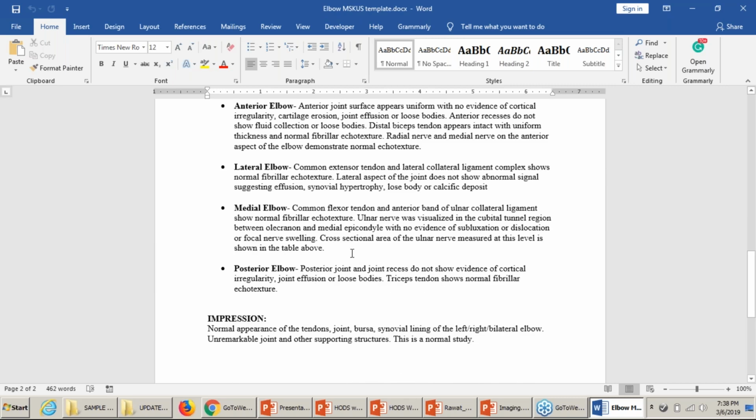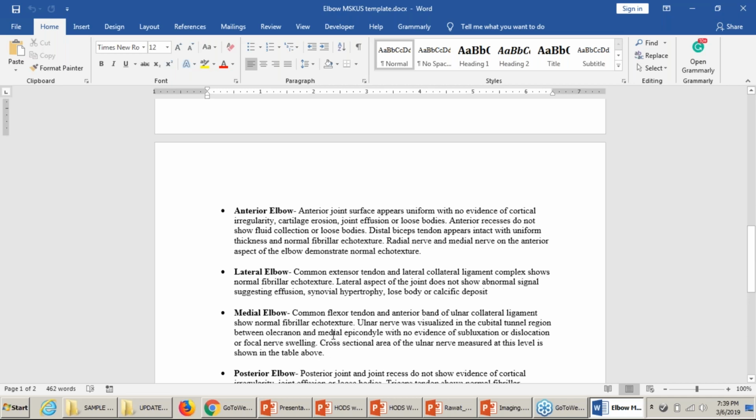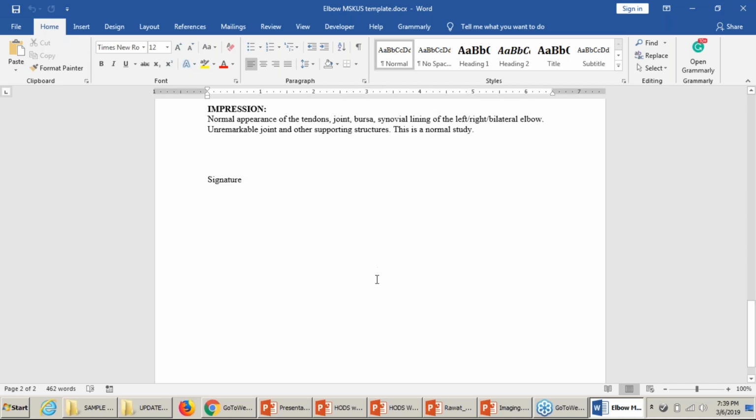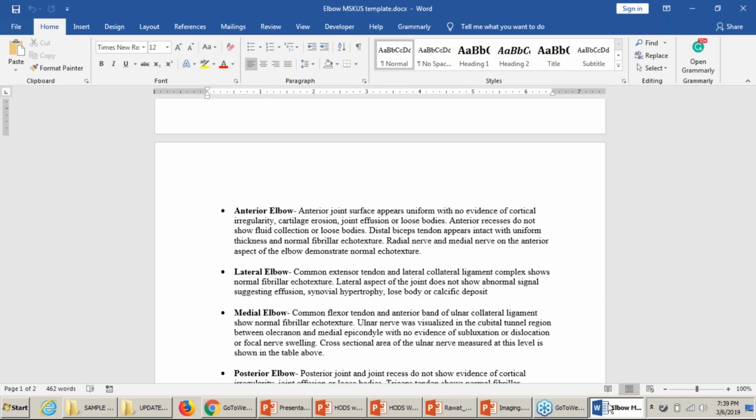Going posteriorly, we look at only one single big tendon, the triceps tendon, the posterior joint and recess, and then you conclude all the abnormal findings. You don't have to list each and everything. Impression is basically what is wrong with the patient, or what is wrong with this exam. So here we write only what's abnormal. We don't have to repeat what's normal. So you can use this template for the elbow and change it based on the type of patient you're scanning.